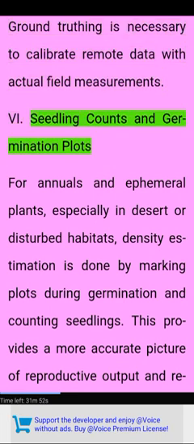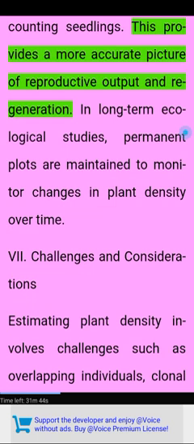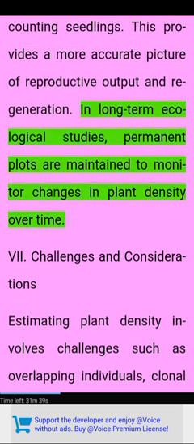VI. Seedling counts and germination plots. For annuals and ephemeral plants, especially in desert or disturbed habitats, density estimation is done by marking plots during germination and counting seedlings. This provides a more accurate picture of reproductive output and regeneration. In long-term ecological studies, permanent plots are maintained to monitor changes in plant density over time.